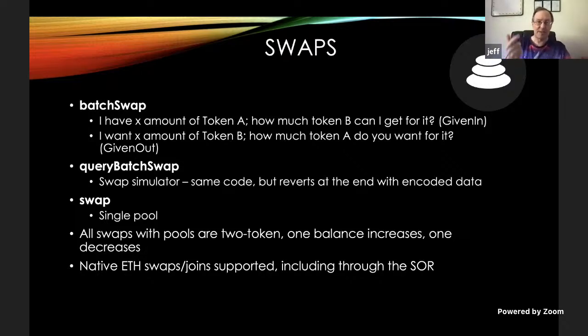Each individual swap is with one pool where one token balance increases and one decreases. But you could string all those together and do a multi-hop as much as you want. And again, because everything's in the vault, everything stays in the vault, it's all very gas efficient.